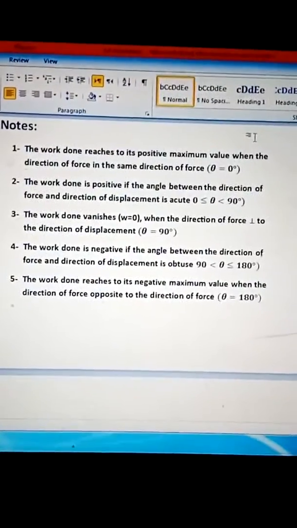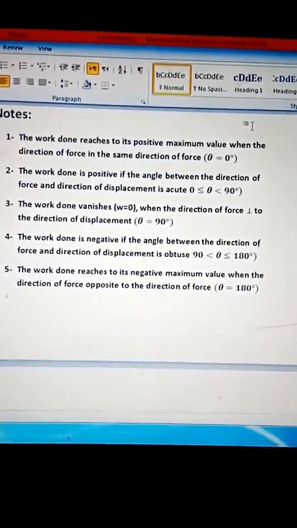Now we will solve some problems on the work done.